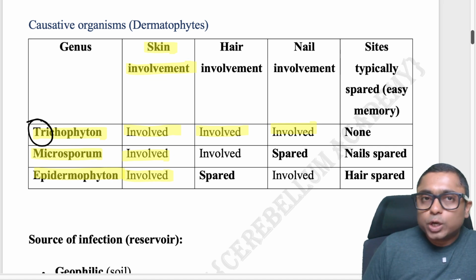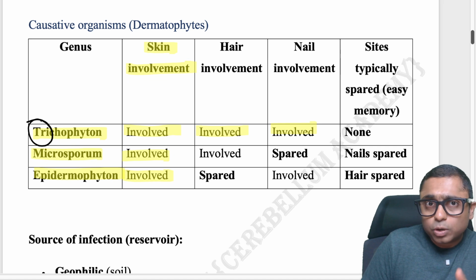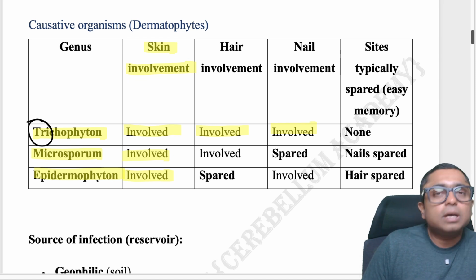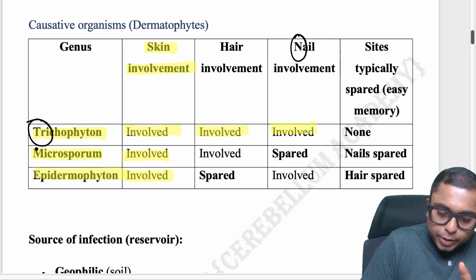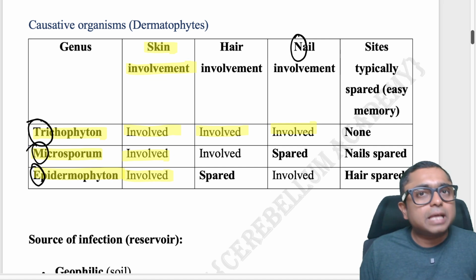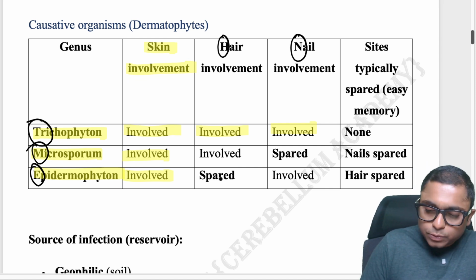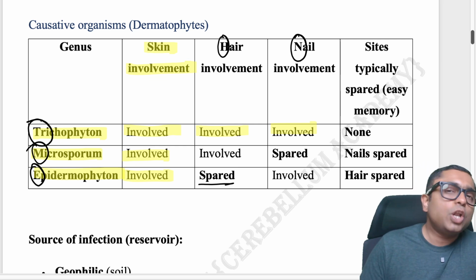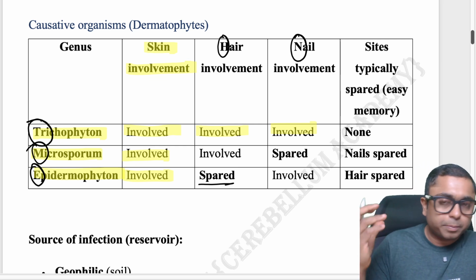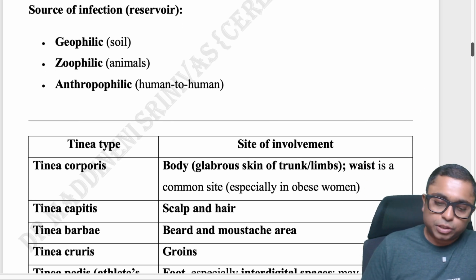Okay, Microsporum: the first alphabet M is very close to the alphabet N in nail. So that's the reason why Microsporum is going to spare the nails. Likewise, the first alphabet in Epidermophyton, E, is very close to H, E, F, G, H. So that's why hair is spared by Epidermophyton. This is simple logic to remember which structure is spared. Very important for NEET PG and INI-CET examinations.